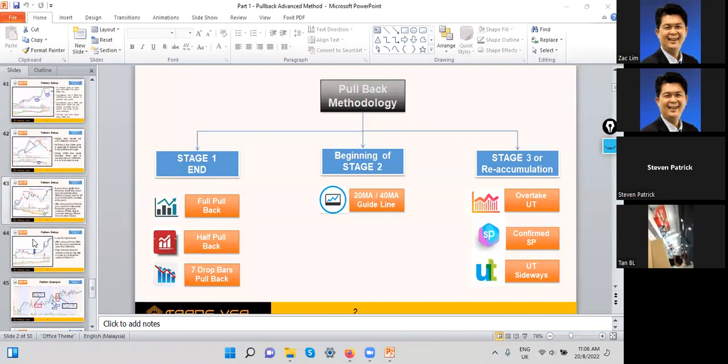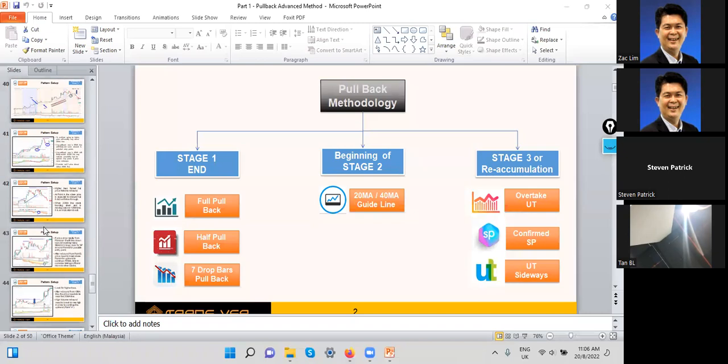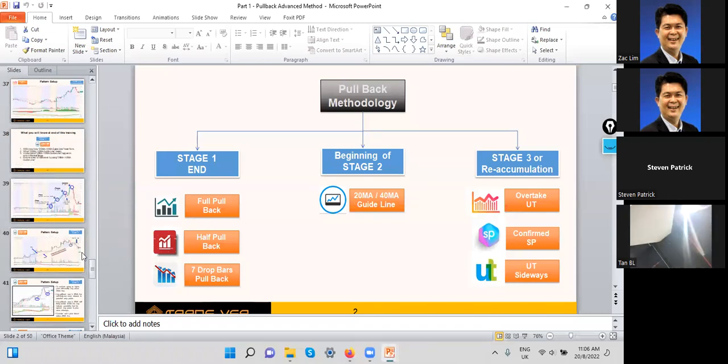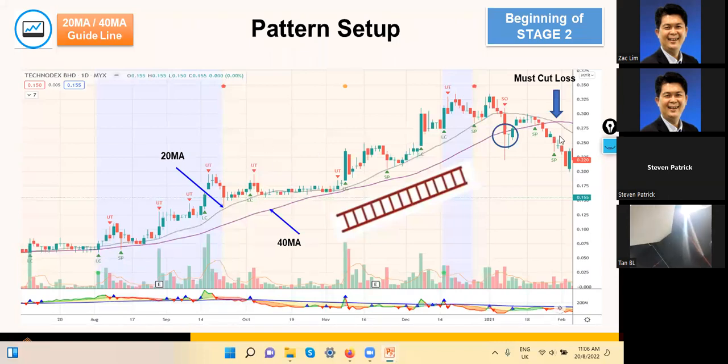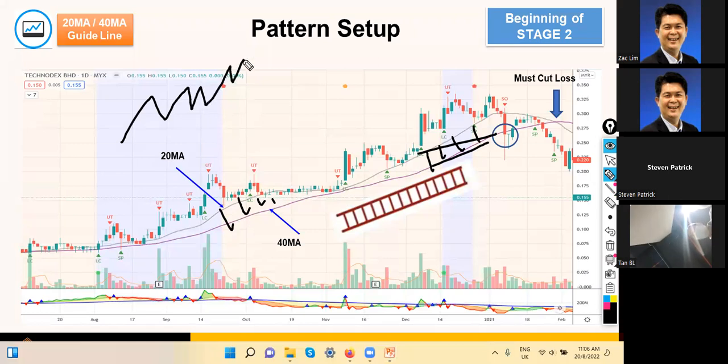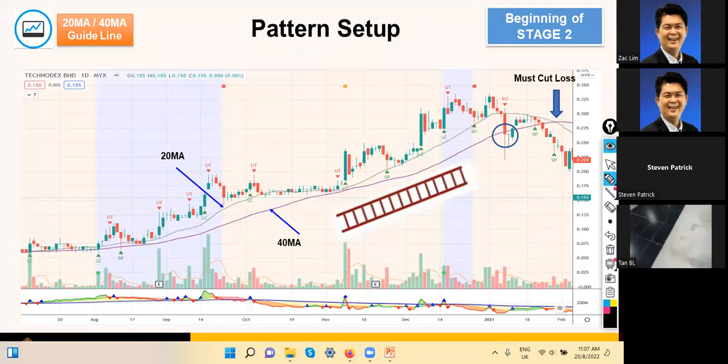Go back to, wait, where is my, okay, sorry. So this one. Some stocks actually can develop a very good 20 moving average guideline. Some, but not all, because some of the stocks are too volatile, so it will be a little bit hard to catch.